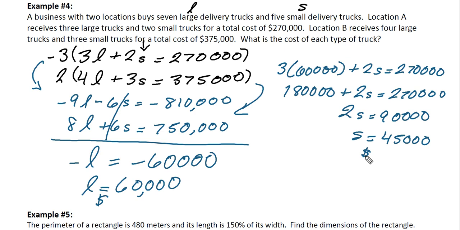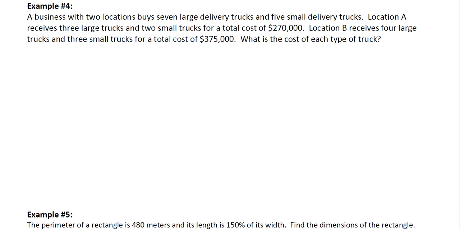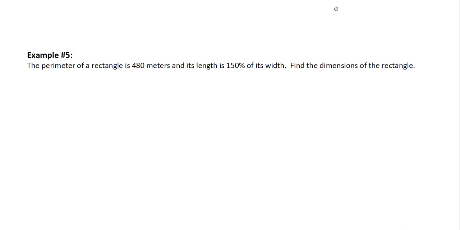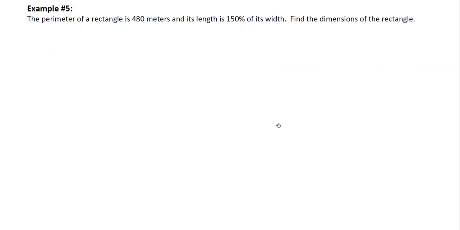All right, final one, last one. I'm going to clear this. Now let's scroll down here. This one can be tricky. It says the perimeter of a rectangle is 480 meters and its length is 150% of its width. Talk about confusing there. Find the dimensions of the rectangle.